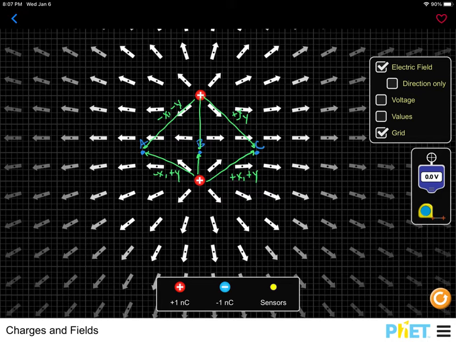Alright, so in part A of this example problem, we had two positive charges. So here's our two positive charges, and then we have point A, point B, and point C. So we need to do our vector addition.